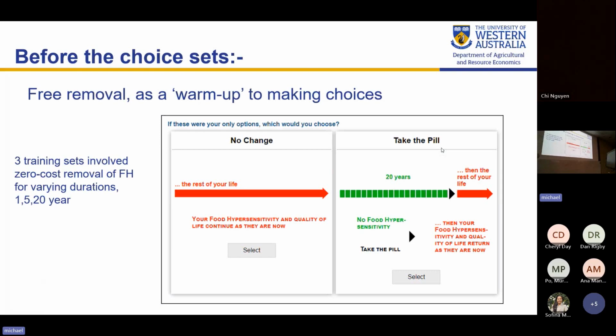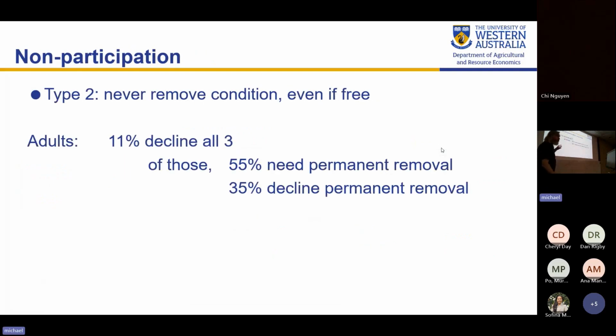We're doing all the good stuff. And what happened was they had 3 of these training sets and 0 cost of removing the health condition for various durations of 1, 5, and 20. And what we're finding in those questions, as in never removing the condition even if free, is that 11% of adults declined all 3 of those amounts, even up to 20 years. They wouldn't want to remove it.